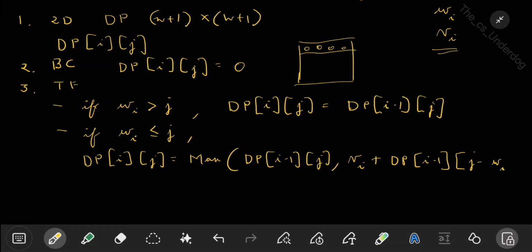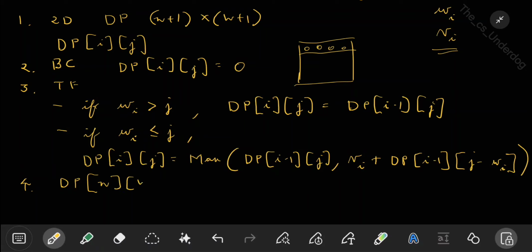Why is it j minus wi? It is because the ith item consumed wi space. So whatever is the remaining weight that the knapsack can take is j minus wi. And finally, whenever you complete the table, the final entry, that is dp of n, W, will give you the maximum profit you can make from the knapsack. So keep this algorithm in mind.